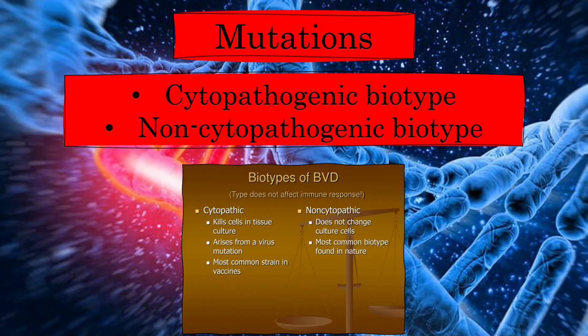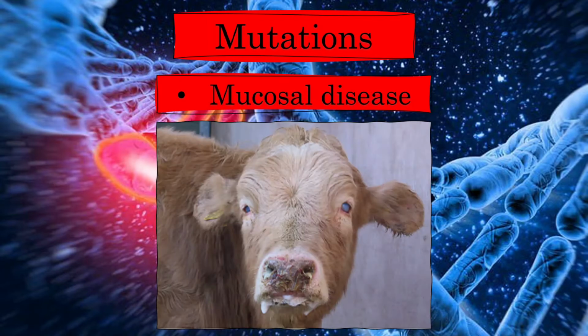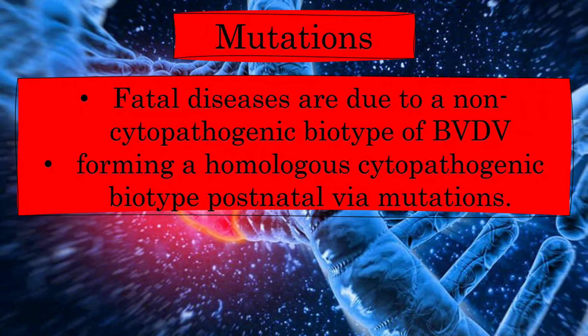Cytopathogenic biotype causes structural changes in the host cell through viral invasion, leading to cell lysis, and is fatal to the persistently infected host. Mucosal disease is a fatal form of BVDV induced in persistently infected cattle superinfected with cytopathogenic BVDV. The origin is caused by mutations like point mutations, gene translocation and duplication, as well as recombination of the persistent non-cytopathogenic BVDV. In other words, cattle have persistent infections due to the non-cytopathogenic strain of BVDV, but then a mutation of this strain forms a homologous cytopathogenic BVDV postnatal infection, resulting in fatal disease.